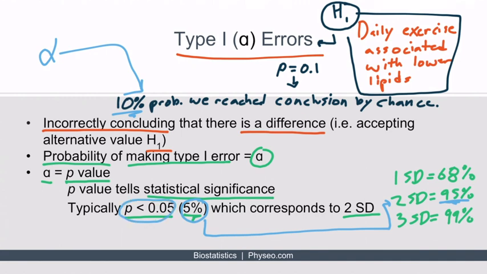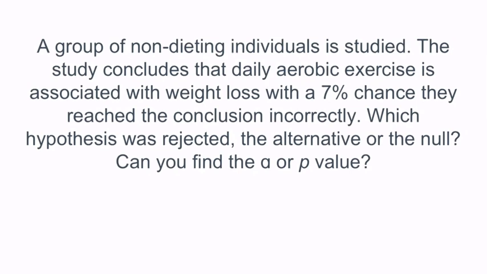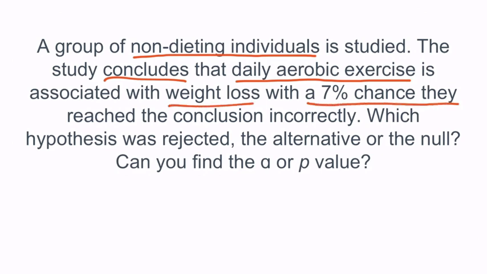Now let's do a question to apply this. Let's say a group of non-dieting individuals is studied. The study concludes that daily aerobic exercise is associated with weight loss, with a 7% chance they reach the conclusion incorrectly. Which hypothesis was rejected, the alternative or the null? And can you find the alpha or p-value?